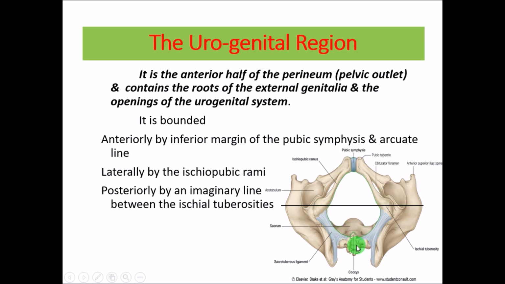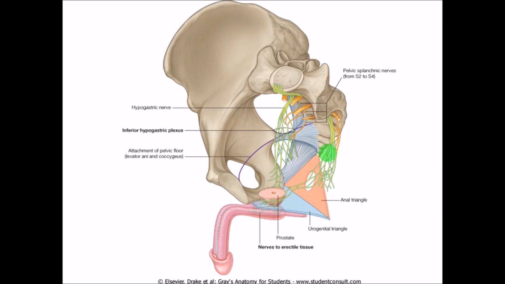Posteriorly we have the anal triangle. Okay, so the roof is formed by the levator ani muscle. We'll see later that the roof will be formed by the levator ani muscle. Once again, to appreciate things, this is the urogenital triangle, this is the anal triangle. Together it is called the perineum. In the urogenital triangle you can see the roots of the urogenital system, as well as the urethra and other things, the openings of the urethra and the urogenital system.